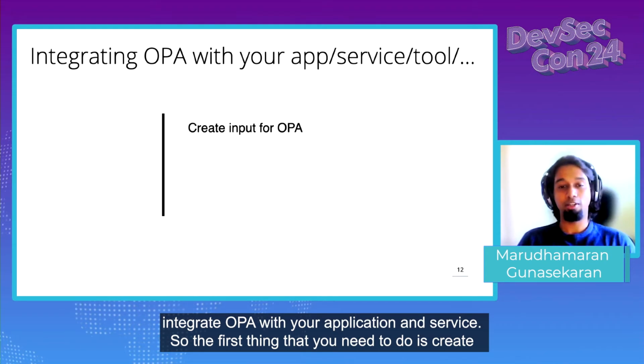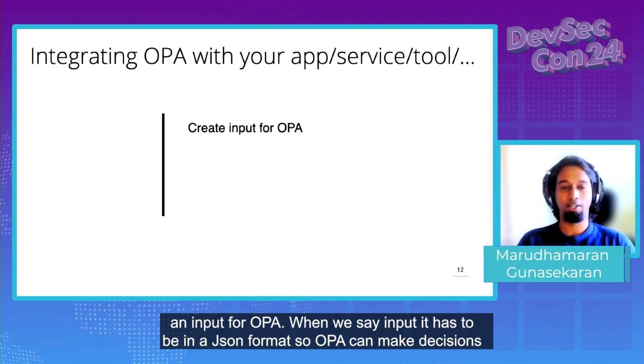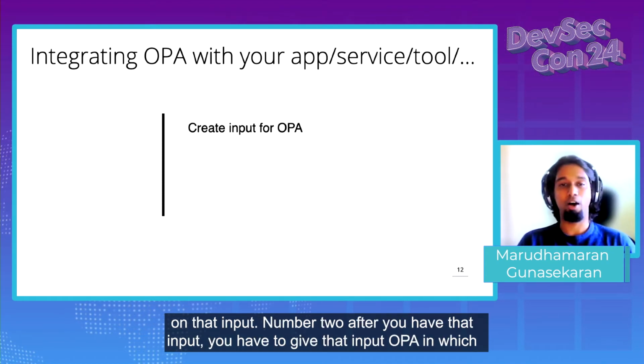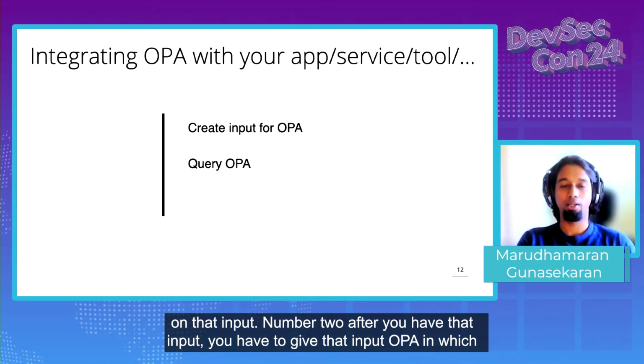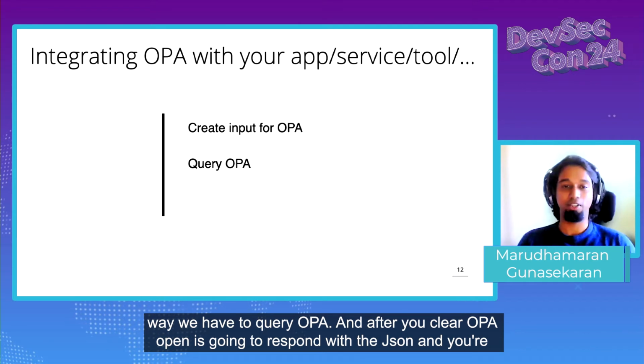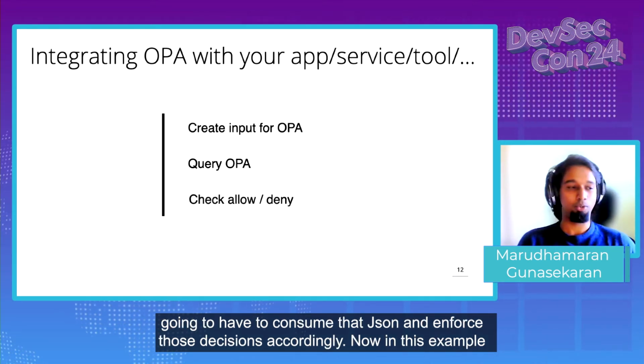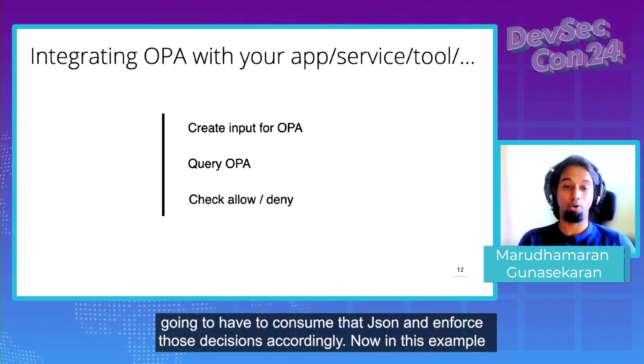So the first thing that you need to do is create an input for OPA. When we say input, it has to be in a JSON format, so OPA can make decisions on that input. Number two, after you have that input, you have to give that input to OPA. In which way? We have to query OPA. And after you query OPA, OPA is going to respond with a JSON, and you're going to have to consume that JSON and enforce those decisions accordingly.